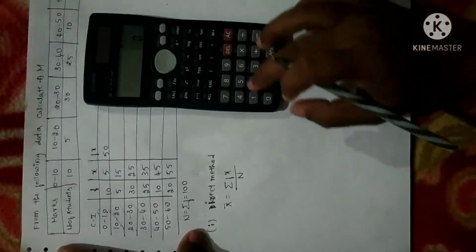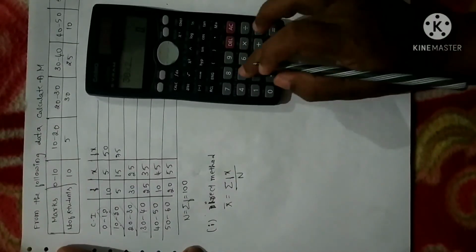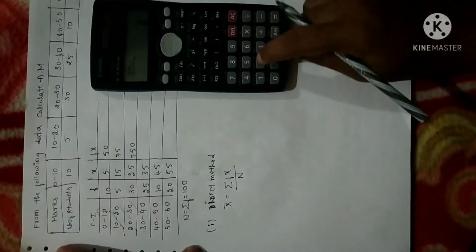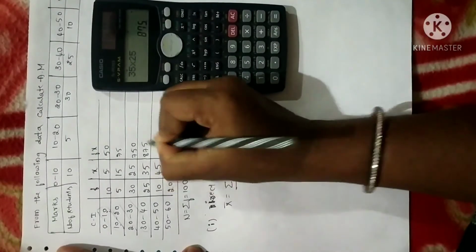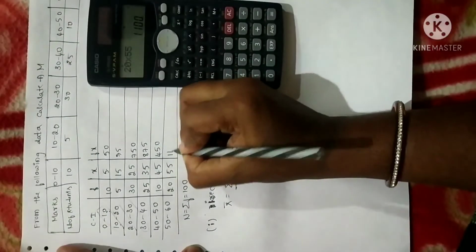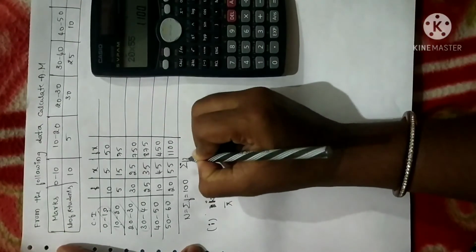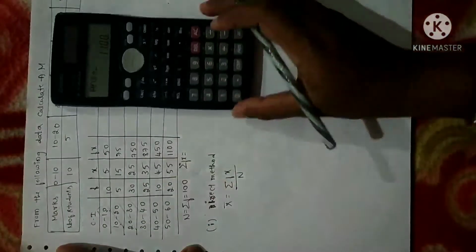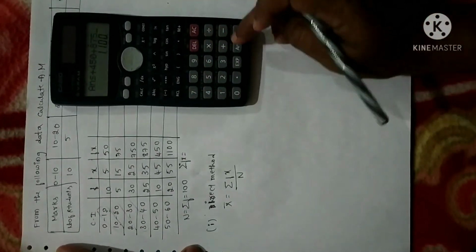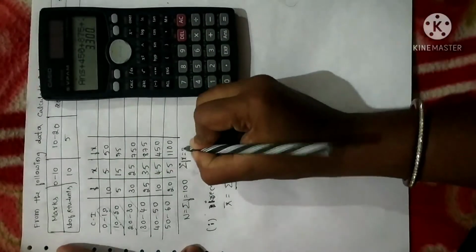Next we have to multiply all the values given. 15 into 5, 75. 30 into 25, 750. Next 25 into 35 is 875. Next 45 into 10, 450. Next 20 into 55 is 1100. So the f into x values we have obtained. Next we have to calculate sigma fx, in the sense we have to add all these values: 1100 plus 450 plus 875 plus 750 plus 75 plus 50. That will give us 3300.